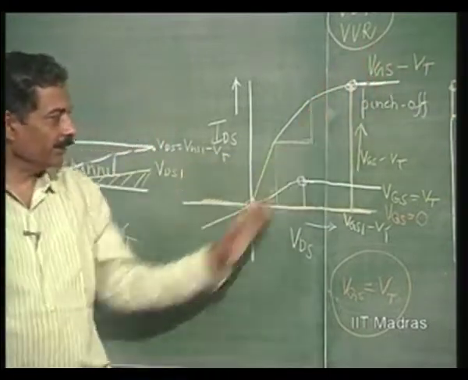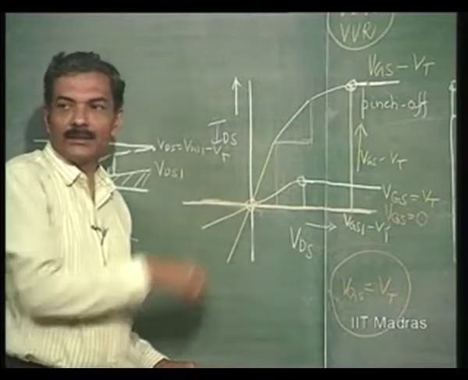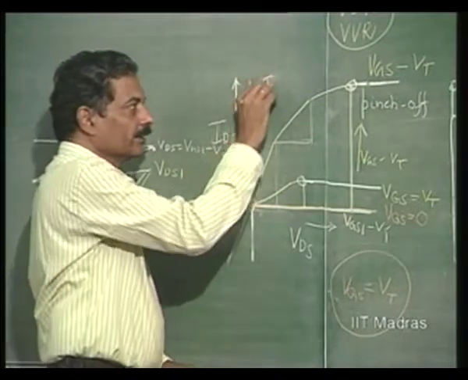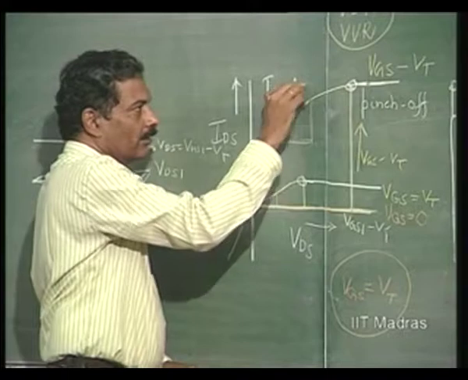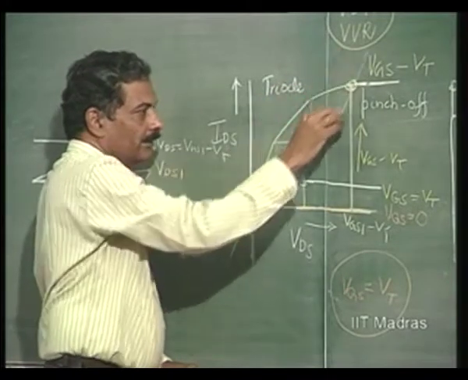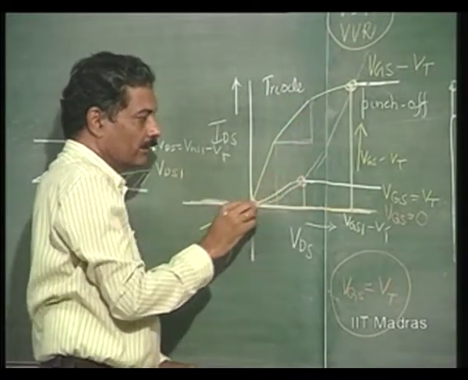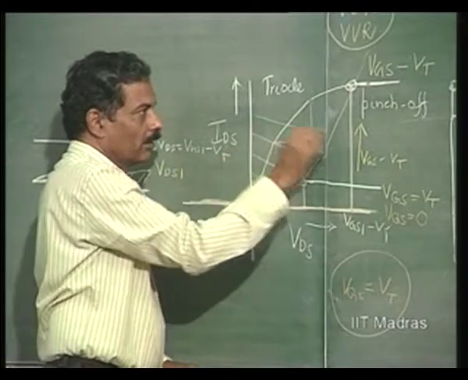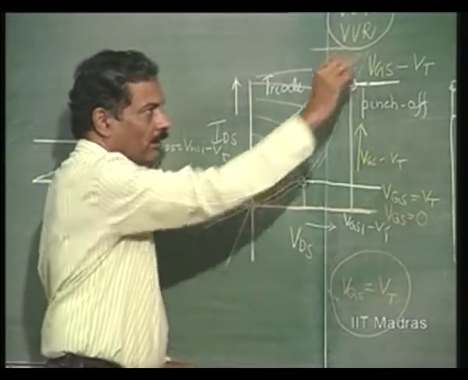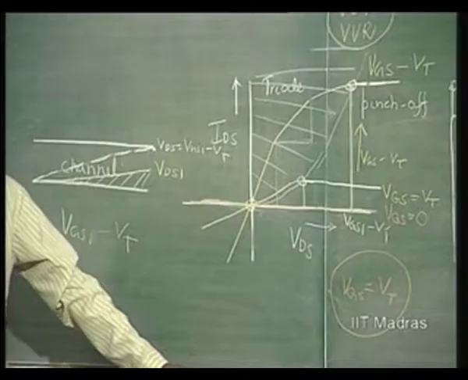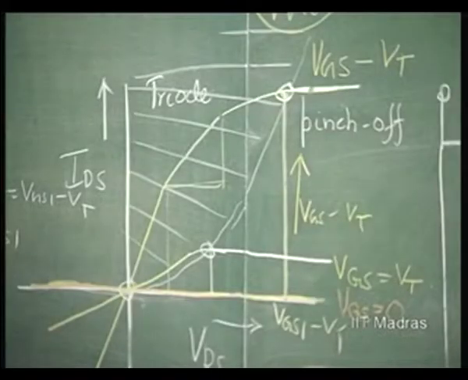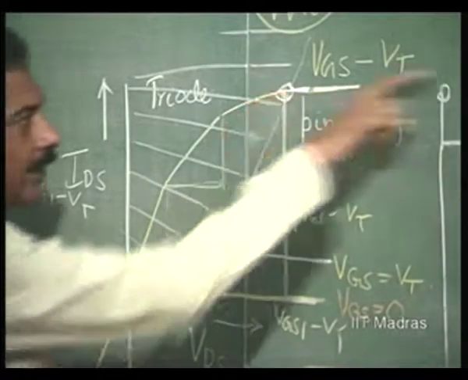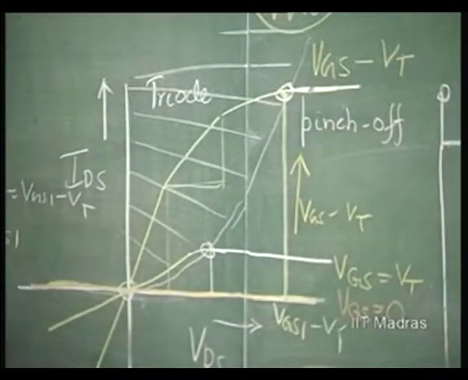The region below this is called the triode region. This is called the triode region, and this region where the current goes to saturation is called the current saturation region. Let us therefore now mathematically indicate what this is.